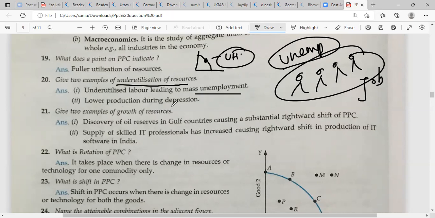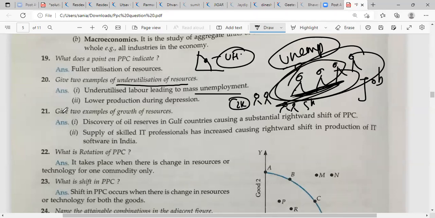Next, lower production during the depression, right? So for example, with the help of 2 people, you can produce 2 kg. With the help of 5 people, you will be able to produce 5 kg, but you are not giving jobs to these people. So who will produce for you? Because of that, low production during depression is there. Clear?